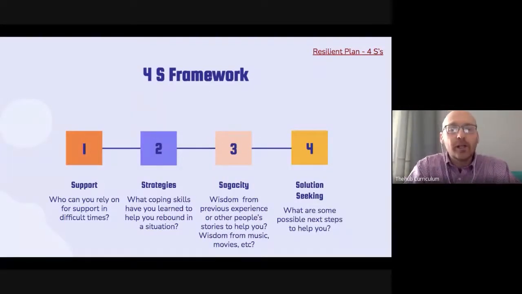So on the 4S framework, the first one there is support. Who can you rely on in difficult times? And so that may change depending on the situation that someone's encountering, but that goes back to that relationship building part of SEL and having that team of people that you can go to, that you can rely on. Strategies. So what coping skills have you learned that can help you in a particular situation? And in SEL, that's that stress management and problem solving of having some coping skills that you can rely on. And we'll talk a little bit more about those.